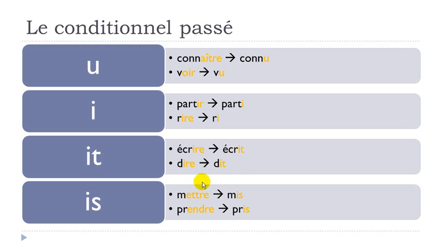Getting tired. And then IS, mettre will become mis. Mettre means to put. Prendre, to take, will become pris. Okay? So here you've got the past participle, so les participes passés of these verbs here. Okay?